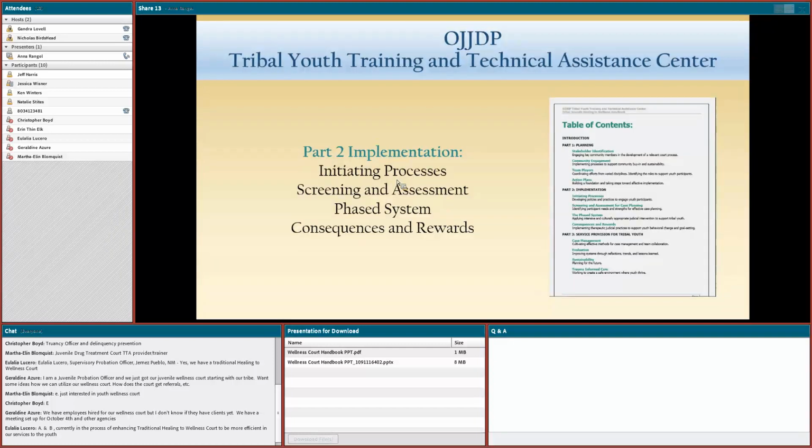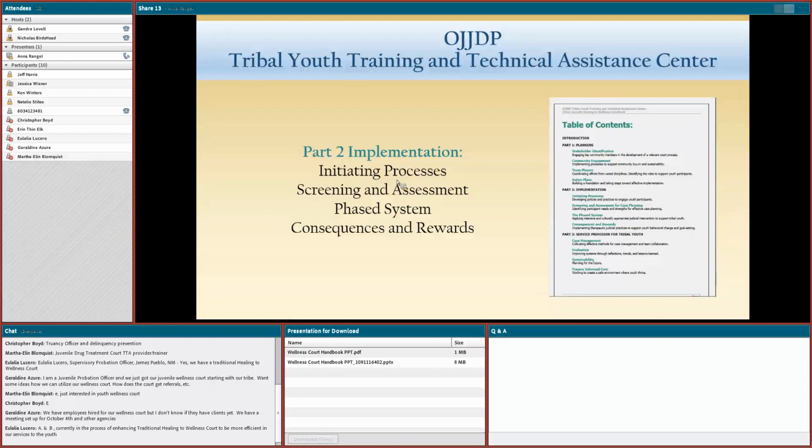So part 2 of the handbook is about initiating processes within the court. The wellness court is going to vary from community to community, but there were some baseline components that we saw were successful within adult wellness courts that we definitely wanted to include within the youth court environment. Initiating processes goes into general court development. That includes how you are going to manage your cases and how you are going to screen and assess the youth that are coming into your court.